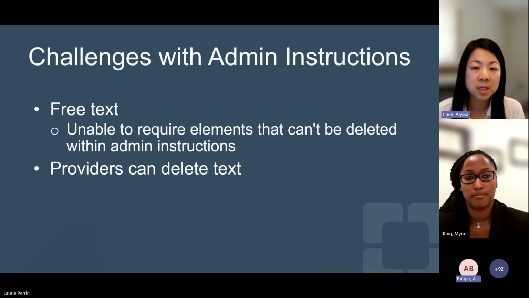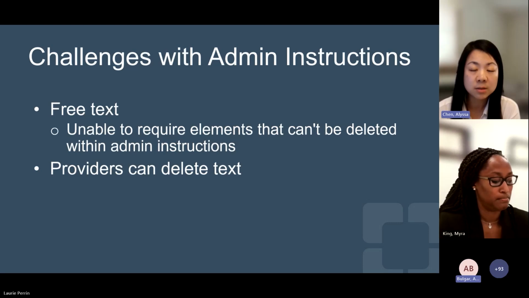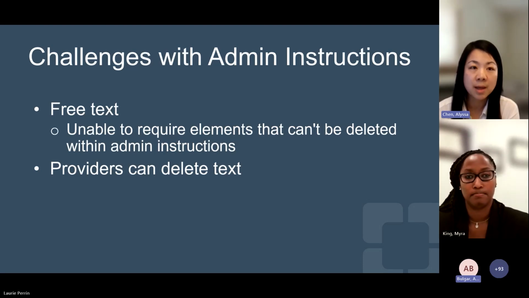So after the initial updates to these admin instructions, we continued performing internal audits and unfortunately noticed we were still not consistently fulfilling all the elements that were required by Joint Commission. Because administration instructions are free text, we're not able to require elements within that field that can't be deleted by providers. Another challenge we encountered with admin instructions was the difficulty of changing an existing order to be titratable if it was placed initially as not titratable.